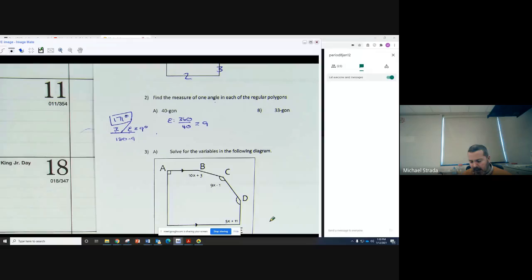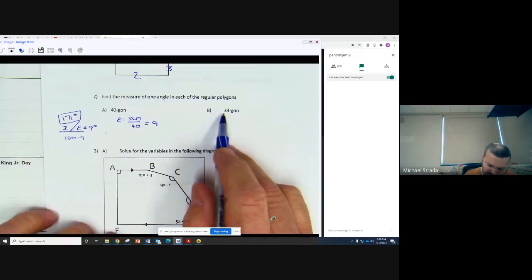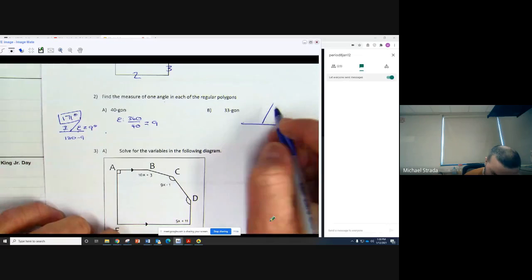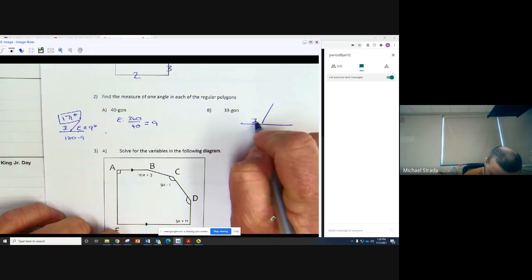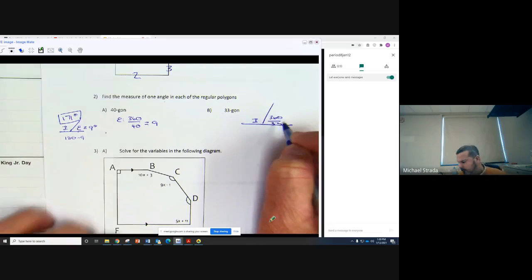All right, that's why I use exteriors a lot, especially later on when we start working backwards. It's going to be a lot easier. Now you need to be able to work with fractions. So we got a 33-gon. Again, I go back to, there's my interior, there's my exterior. My exterior is 360 divided by 33.